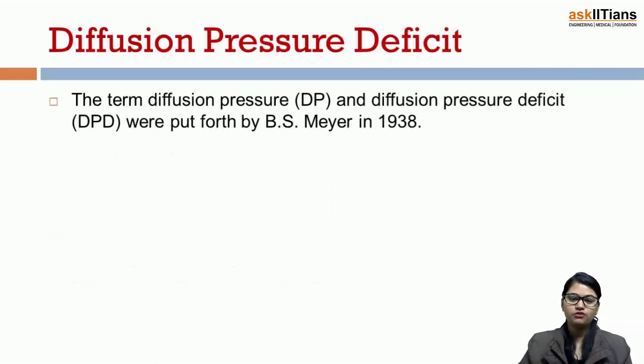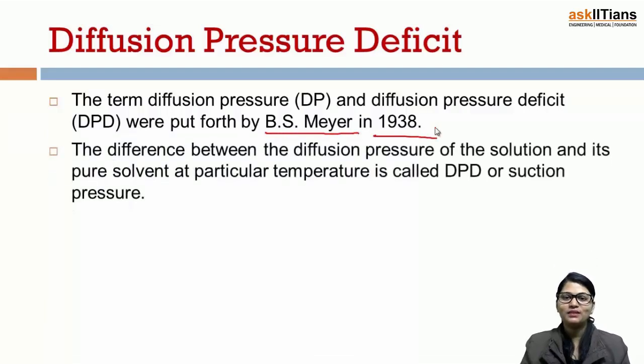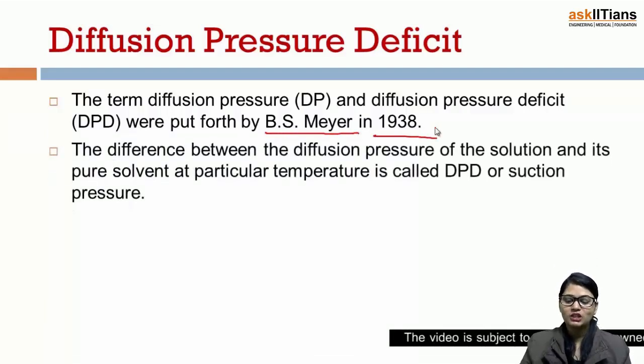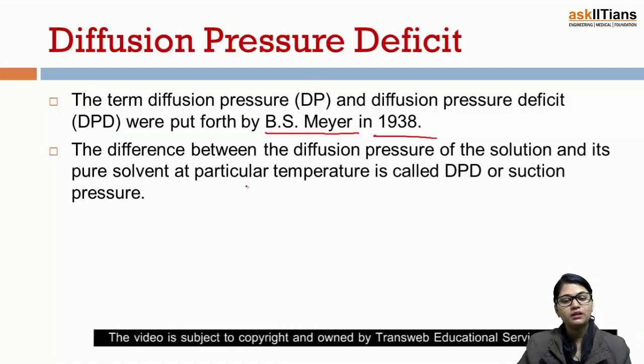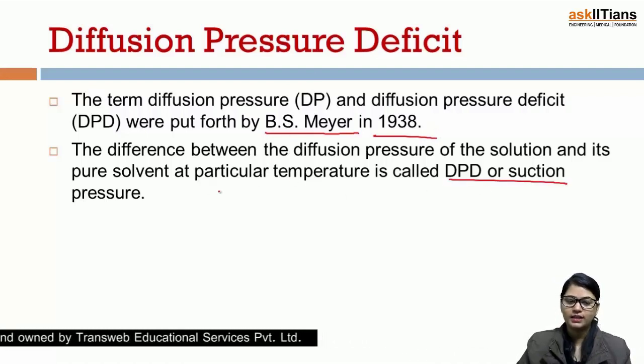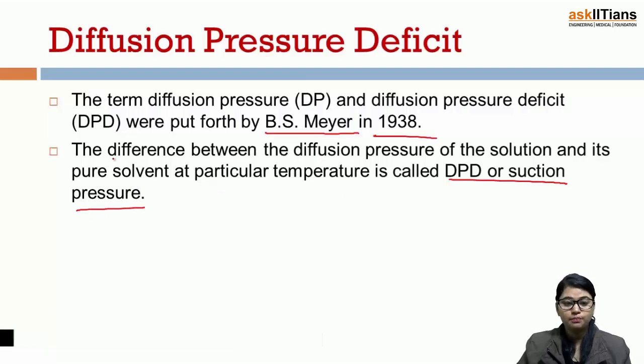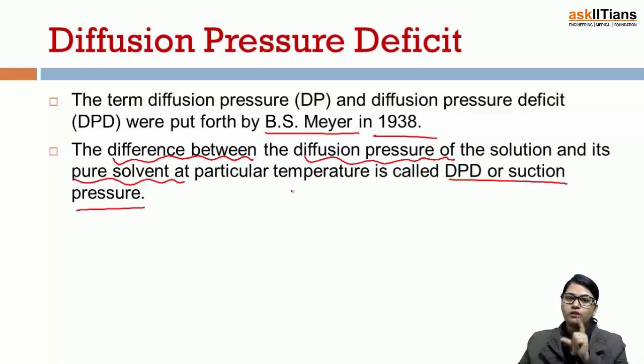The terms diffusion pressure and diffusion pressure deficit were put forth by B.S. Mayer in 1938. The difference between the diffusion pressure of the solution and its pure solvent at a particular temperature is called DPD or suction pressure. So what is it? Difference between what? Between the diffusion pressure of the solution and its pure solvent. This difference is known as diffusion pressure deficit.